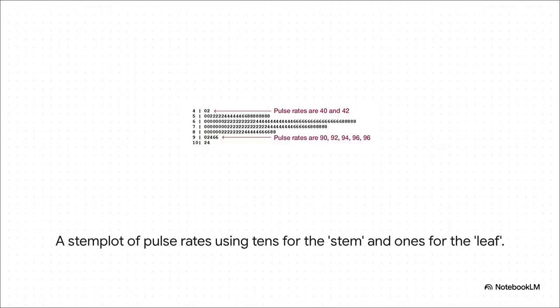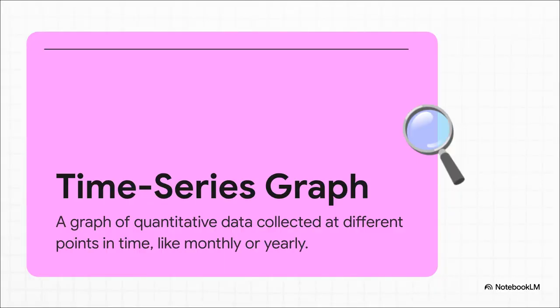Pretty neat, right? But what if the story we're looking for isn't just about a single moment? What if it's about change over time? Well, for that, we need a time series graph. Its whole job is to reveal trends, cycles, and patterns by plotting data points one after another chronologically.